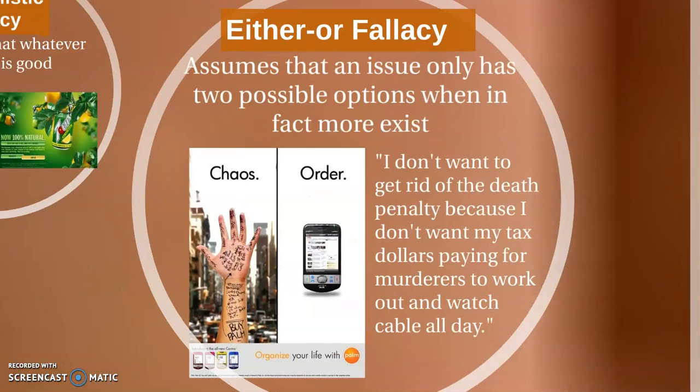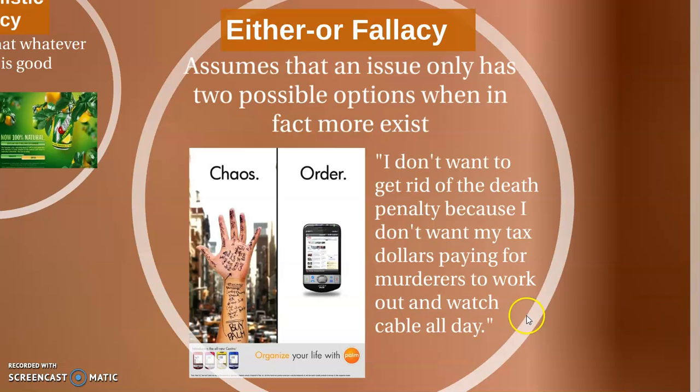The either-or fallacy pushes the audience into a box where they have to choose either A or B, and it tends to ignore all of the other possible options. So this ad for Palm is assuming that if you don't choose their product, the only alternative is utter chaos, which obviously is not the truth, right? There are a lot of options out there for ways that you could organize your life, but they want you to believe that these are your two choices because that makes them seem like the better choice.